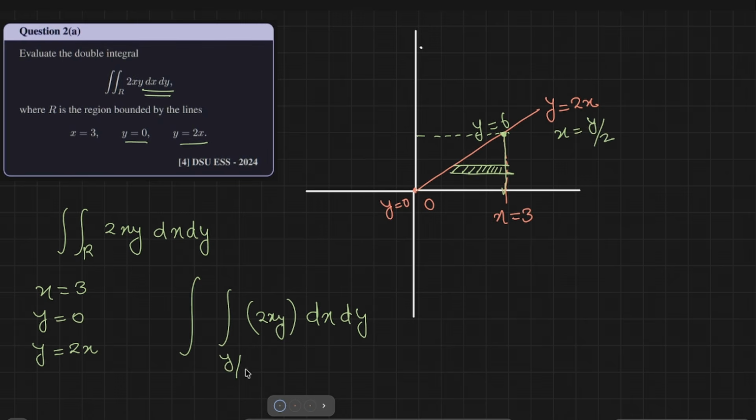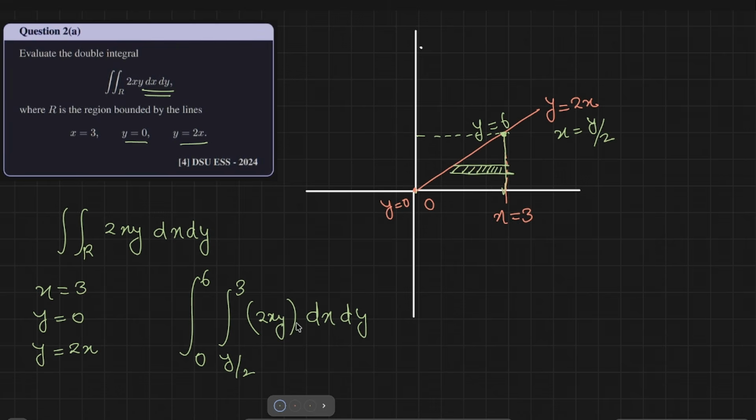It will be y by 2. And what is the upper limit? It is 3. And y is going from 0 to 6. This is the important thing, keep it in your mind. If it is not written that you should find the double integral, then you can take any order, dy dx or dx dy. But if it is written dx dy, then whichever is written first, you take the strip parallel to that.